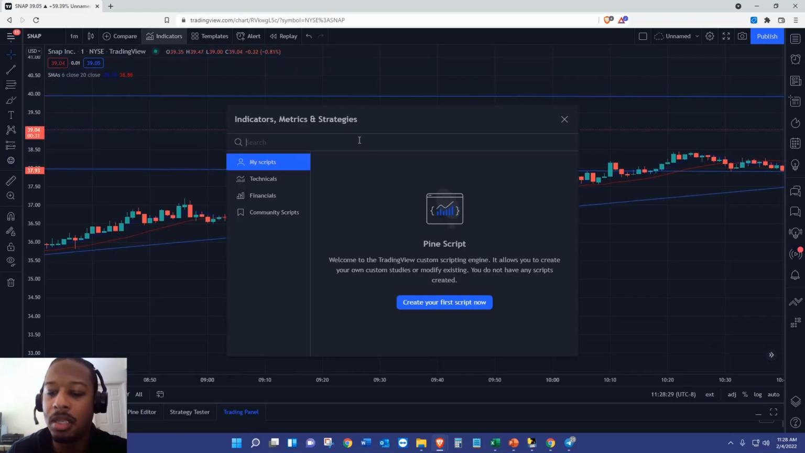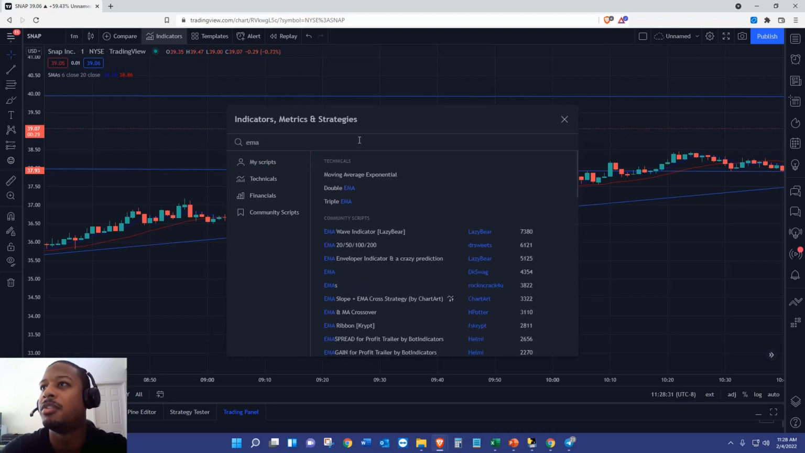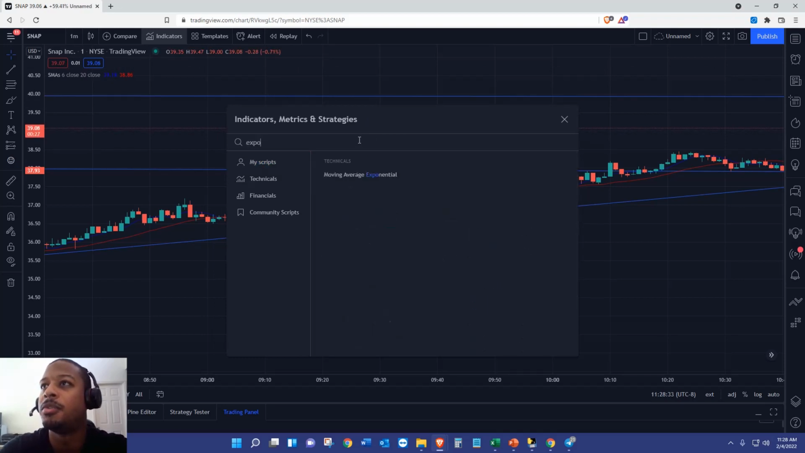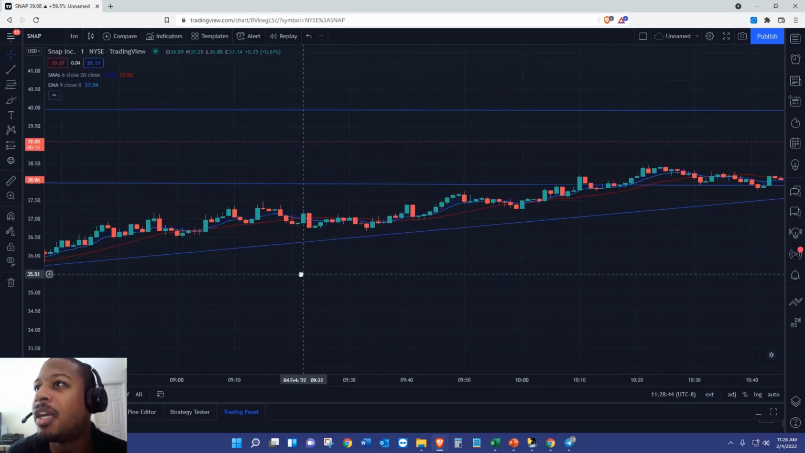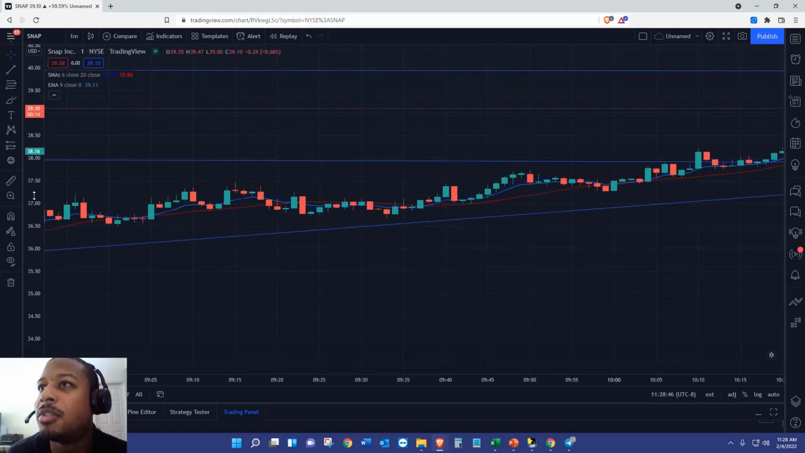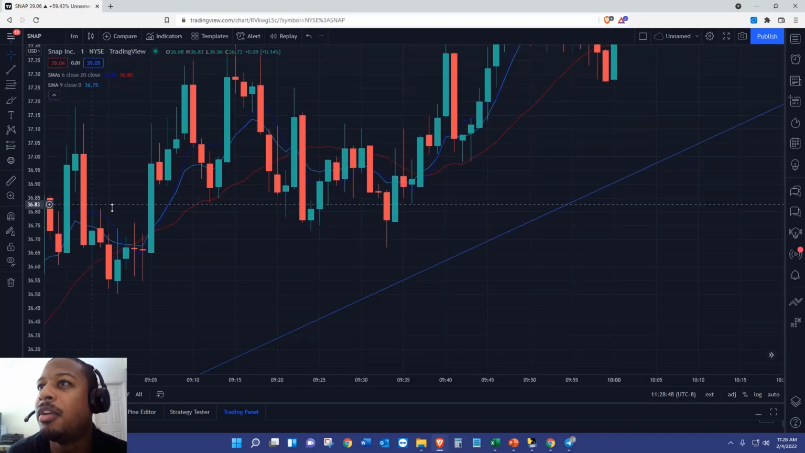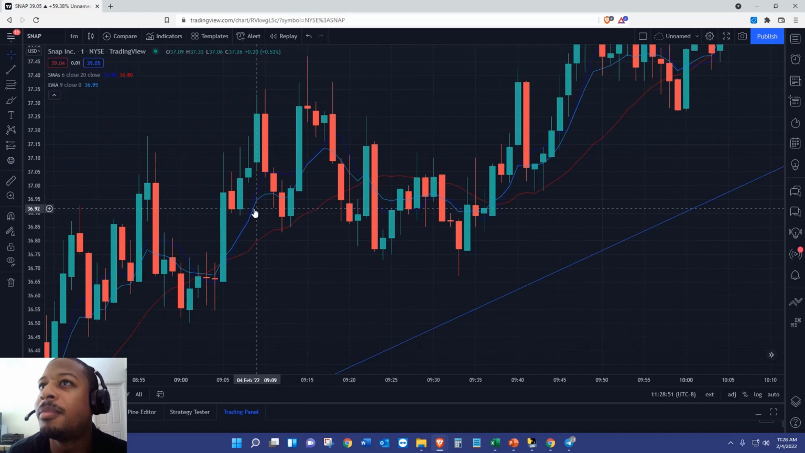But let's add the EMA and see what colors they give us for those. Oh, exponential moving average. Boom, tentacles. And now that's added on there. You'll see the EMA line is, let me zoom in a little bit more so you guys can see it clearer, that blue line right there.